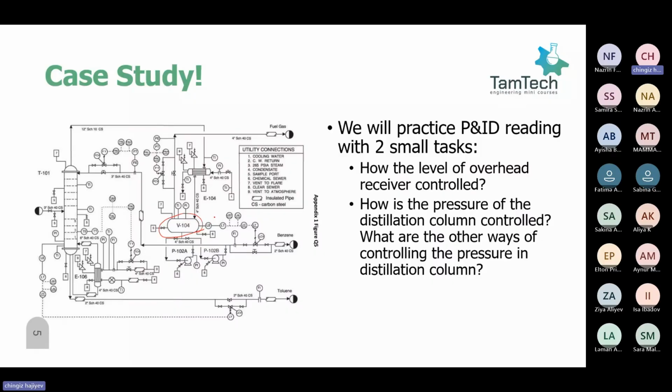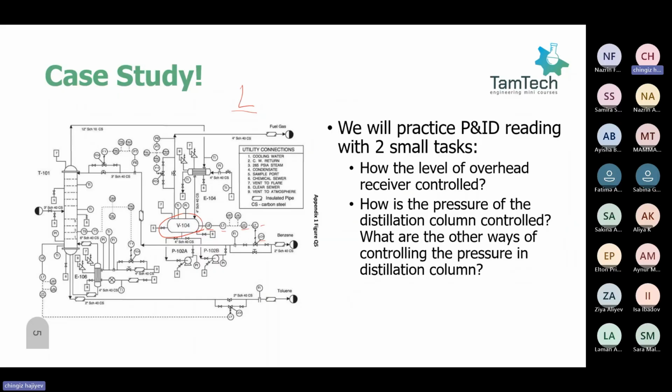Level is usually in P&IDs, piping and instrumentation diagrams. You start to see a control loop that starts with L, which stands for level. And here, what we see around V104 is LE, LT, LIC, LY, LCY. When you say, okay, it is controlled with a level controller, yes, that's correct.